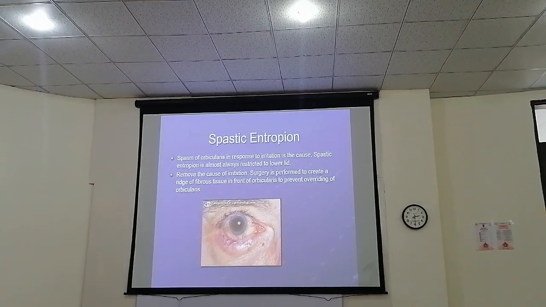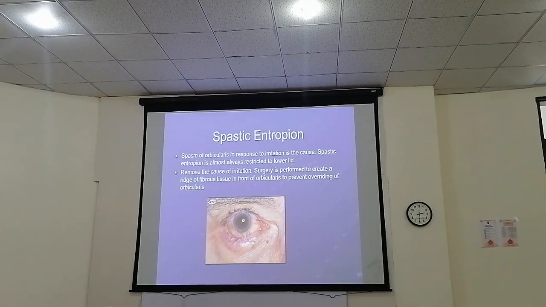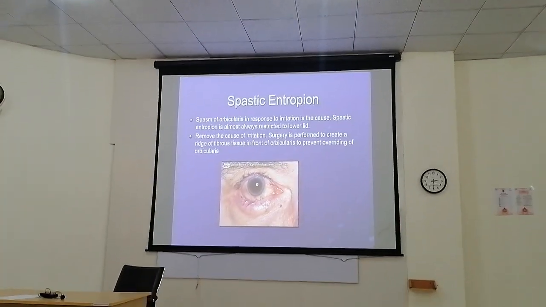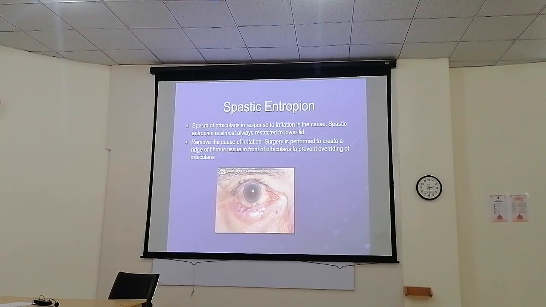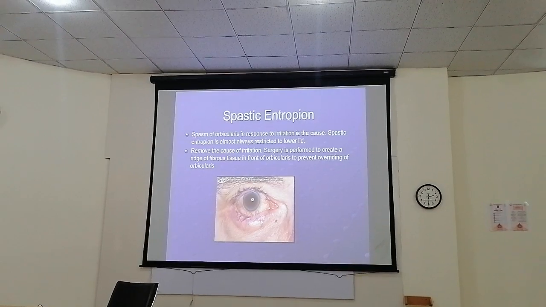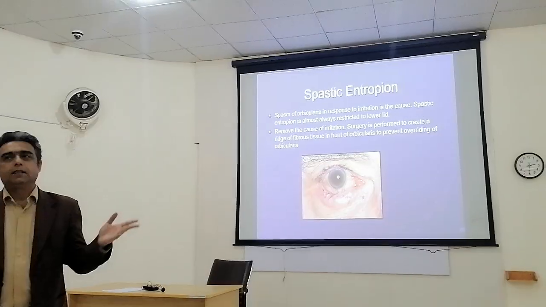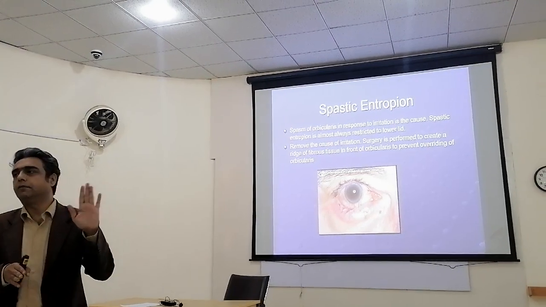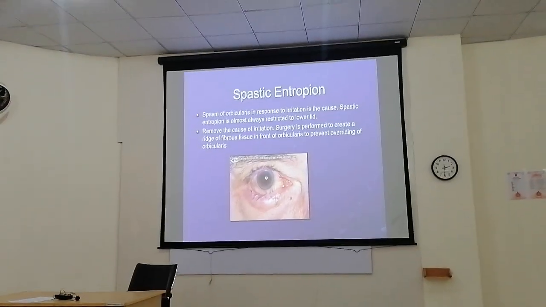The levator is supplied by the third nerve, the oculomotor, which elevates the lid. And the seventh nerve, the facial nerve, supplies the orbicularis oculi, which is a muscle like a purse, circular, that closes the eye.